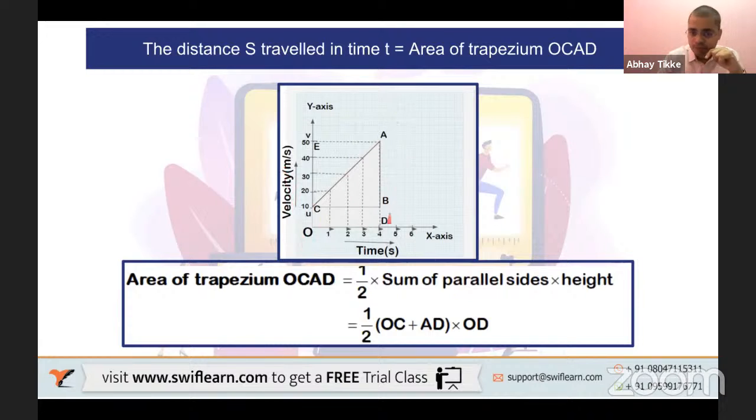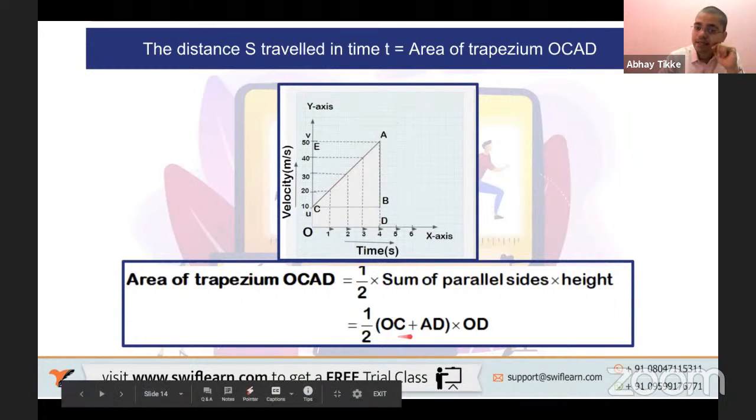What is height? अभी parallel का opposite, right? अगर parallel sides vertical है, तो height क्या होगी? Horizontal होगी, isn't it? So OD is the height. Are you getting? So OC plus AD. What is OC? OC is your U, right? And what is AD? AD is your V, exactly.